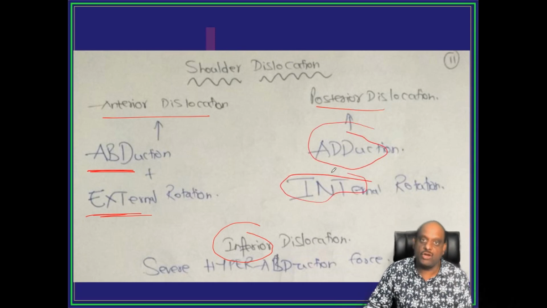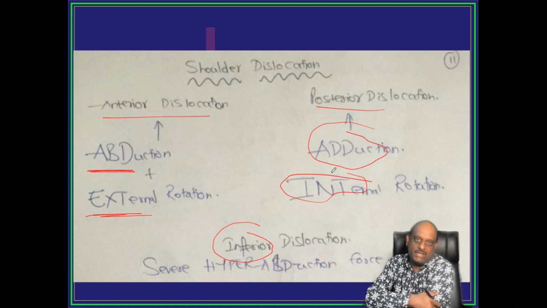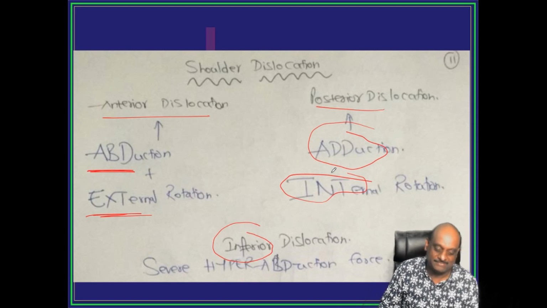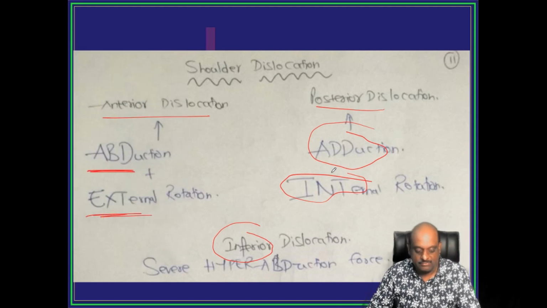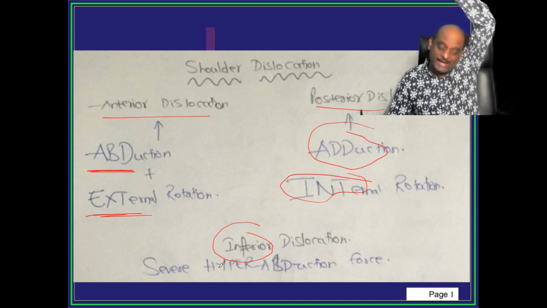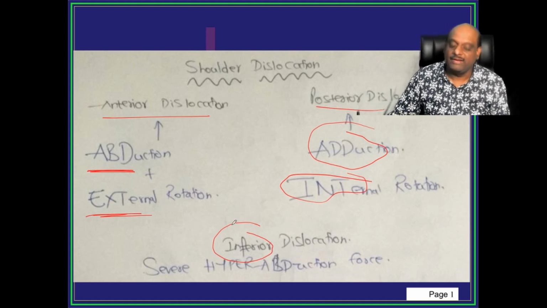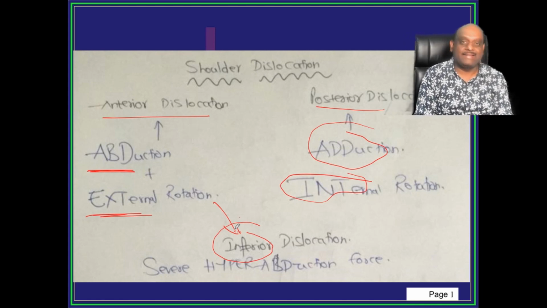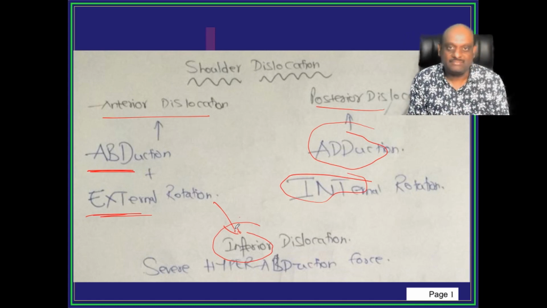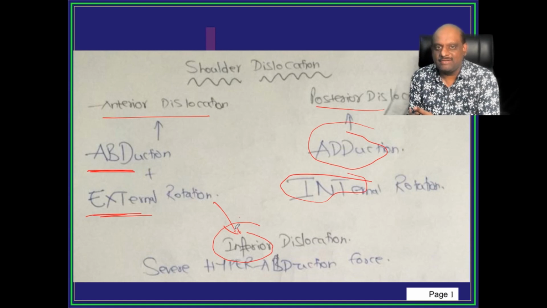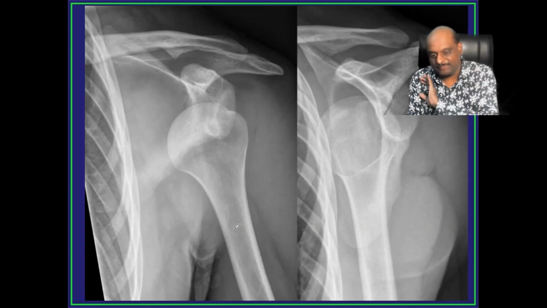Adduction, internal rotation, opposite to that. Adduction and internal rotation lead to posterior dislocation. And any hyperabduction leads to development of inferior dislocation. That is what you need to remember. You'll promise me that you won't forget, right? Adduction, internal rotation will lead to posterior dislocation.